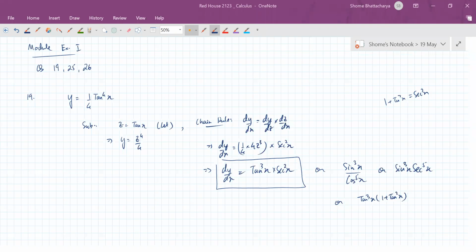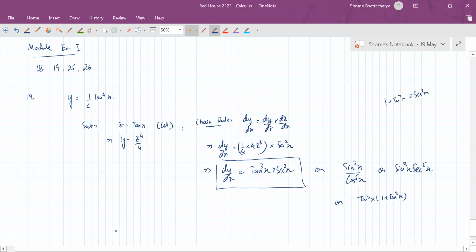Yes, sir. But then it will become very lengthy, na beta, because the numerator is sin to the power 4. So again, for that also you have to use chain rule. The denominator is cos to the power 4. So for that also you have to use chain rule, no? You understanding? It will be a very lengthy way of solving the question.